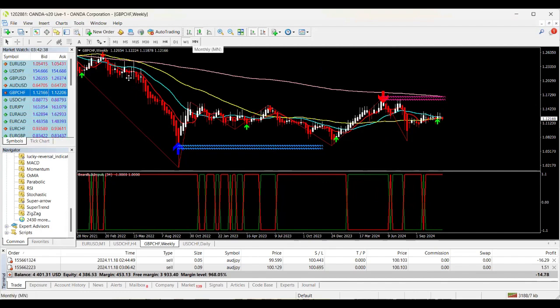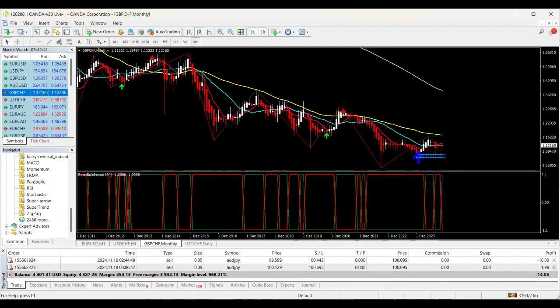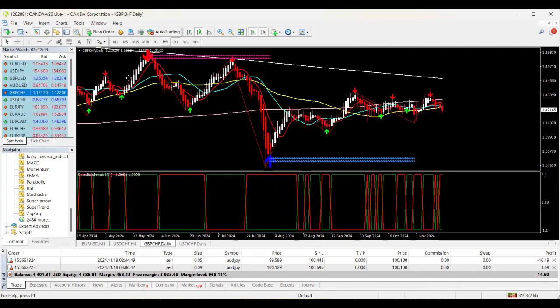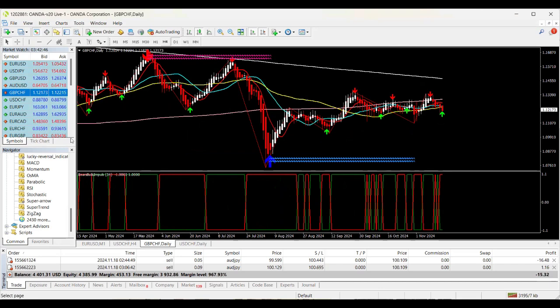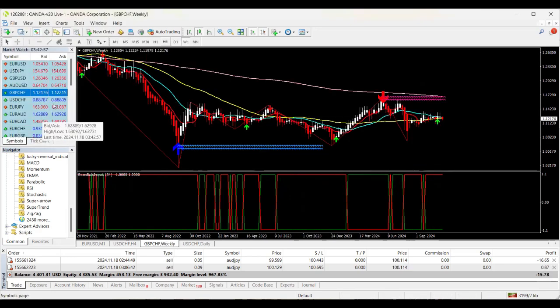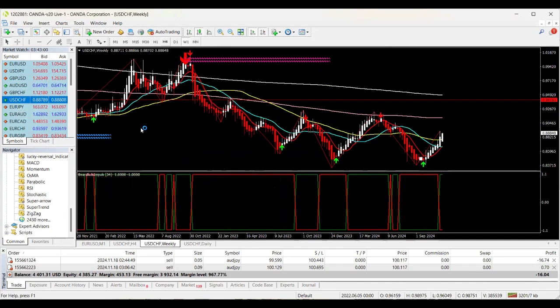This is GBPCHF, and here's the monthly. So yeah, this one I think in the next day or so should start to go up, definitely by next week or next month. So we're going to be keeping an eye on this one. Well, let's go to the weekly chart, and we'll just run through them again.